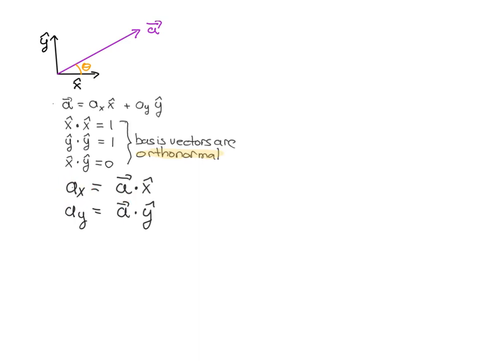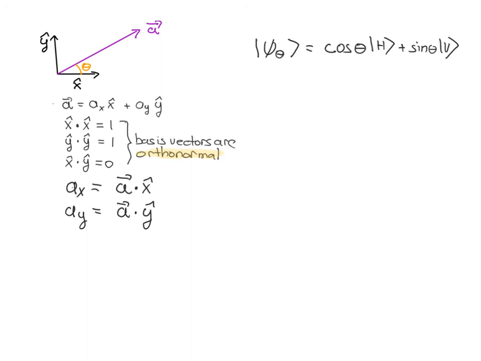So the x component of the vector A can be calculated, that's this length here, by taking A dot x hat. That gives you A sub x. And similarly, A sub y is just obtained by taking the scalar product of the vector A with y hat.